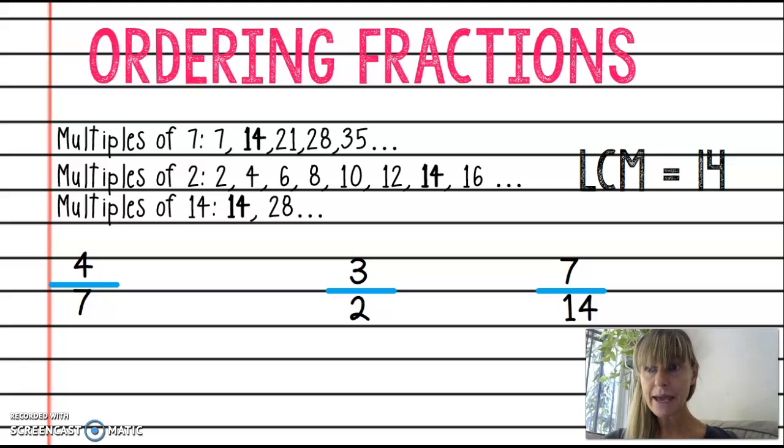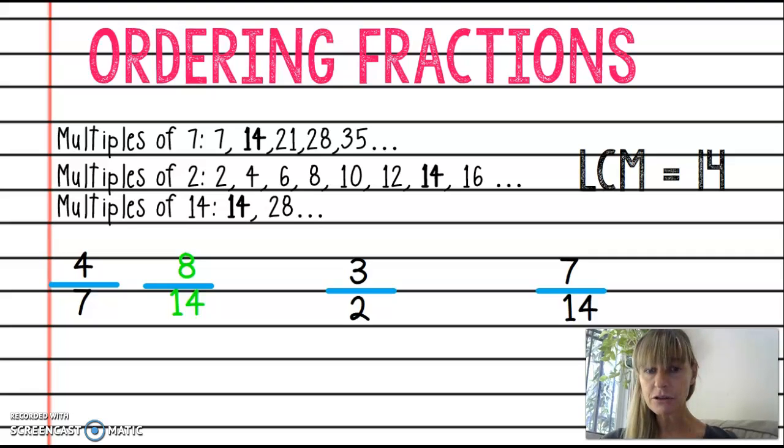So now I need to make fractions that have 14 in the denominator. So equivalent fractions to the three fractions I have. I need to get a 14 in the denominator of this first fraction, 4 over 7. What do I need to do to my denominator to get a 14? I need to multiply it by 2. So 7 times 2 gives me 14. Now I must also multiply my numerator by 2. 4 times 2 gives me 8. So my new equivalent fraction is 8 over 14.